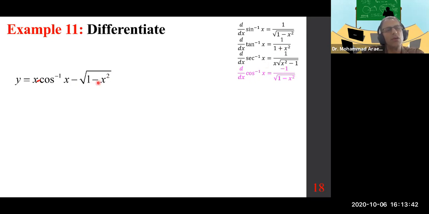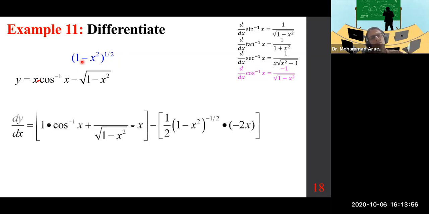This part, of course, we've already done that. We have to change it to 1 minus x squared to the power of 1/2. And then 1/2, 1 minus x squared to the power of negative 1/2 times negative 2x. We've done it many times by now. I hope you're comfortable with that. So quickly and one more time. X gives you 1 times cosine inverse. Cosine inverse gives you negative 1 over the square root of 1 minus x squared times x. The second part, 1/2 sits in front, so minus 1/2, the same thing to the power of negative 1/2, and then times negative 2x by the chain rule.